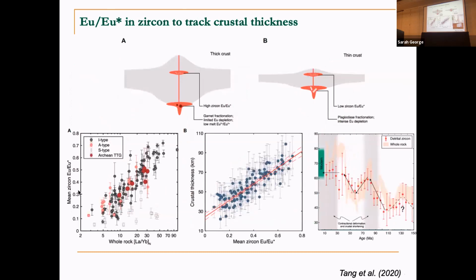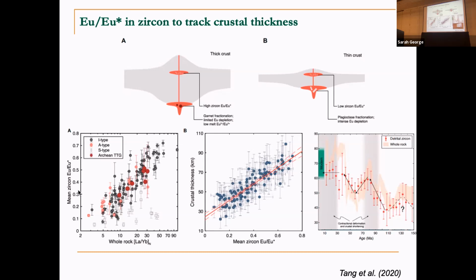approach. Here's a similar approach using the europium anomaly in zircon. I quite like this method because lanthanum is so scarce in zircons, and the europium anomaly is using kind of the middle rare earths, which are much more abundant in zircon. So this is Tang et al. 2020. It's in Geology. And so they use that same ratio that we saw before, the lanthanum ytterbium ratio of whole rock, and they correlate it with the mean europium anomaly of zircon. And they show that there's a nice linear trend there.